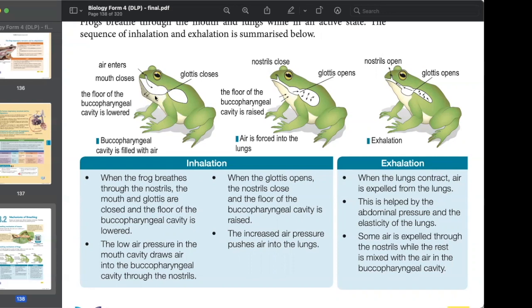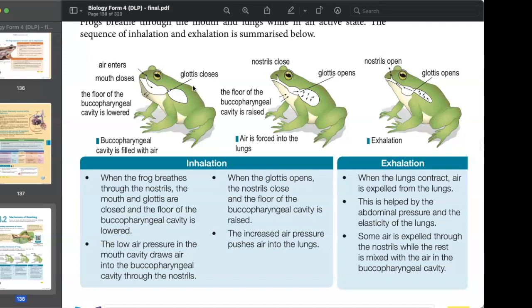Okay, lepas tu kat tengah-tengah ni, this is lung. Lung dia. Lepas tu glottis. Glottis ni is what we call the opening in between the buccopharyngeal cavity dan juga lung. Maksudnya kat tengah-tengah ni nama dia adalah glottis.